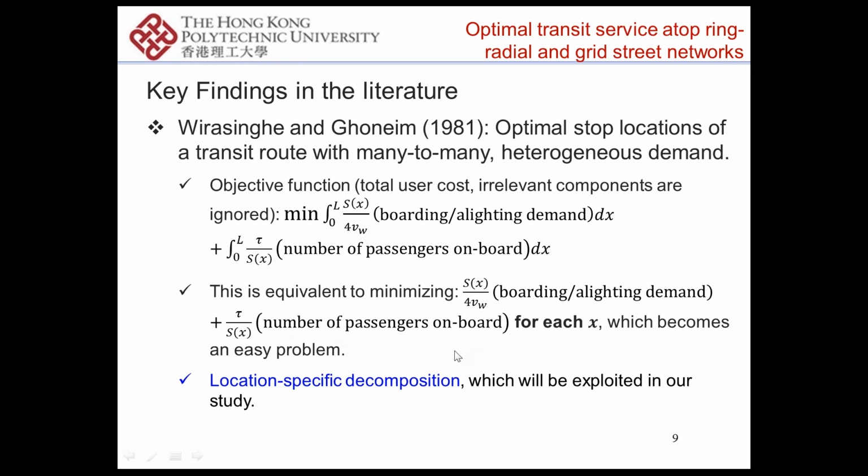Okay, so this is actually the methodology that Xing and Gonem used to solve this transit route optimization with many-to-many demand. And this location-specific decomposition is very useful, and this can simplify the original problem and decompose it to location-specific optimizations, and it will be explored in our study too.